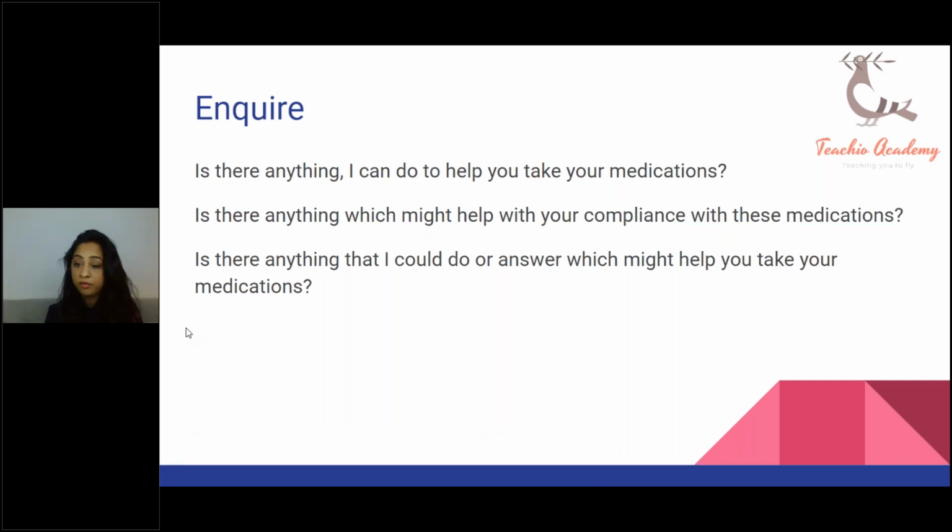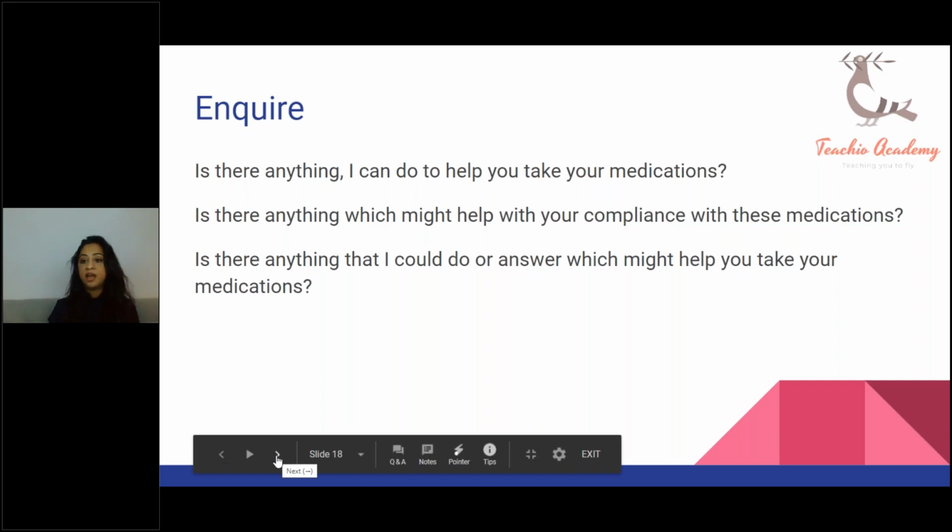Now, at the end of any compliant or non-compliant patient scenario, you end by saying that you inquire. Is there anything I can do to help you take your medications? Is there anything which might help you with complying with these medications? Is there anything that I could do or answer which might help you take your medications? And the patient might say, no, doctor, that's all right. And that's the end. That's your patient satisfied, and now they're going to take their medications from now on.